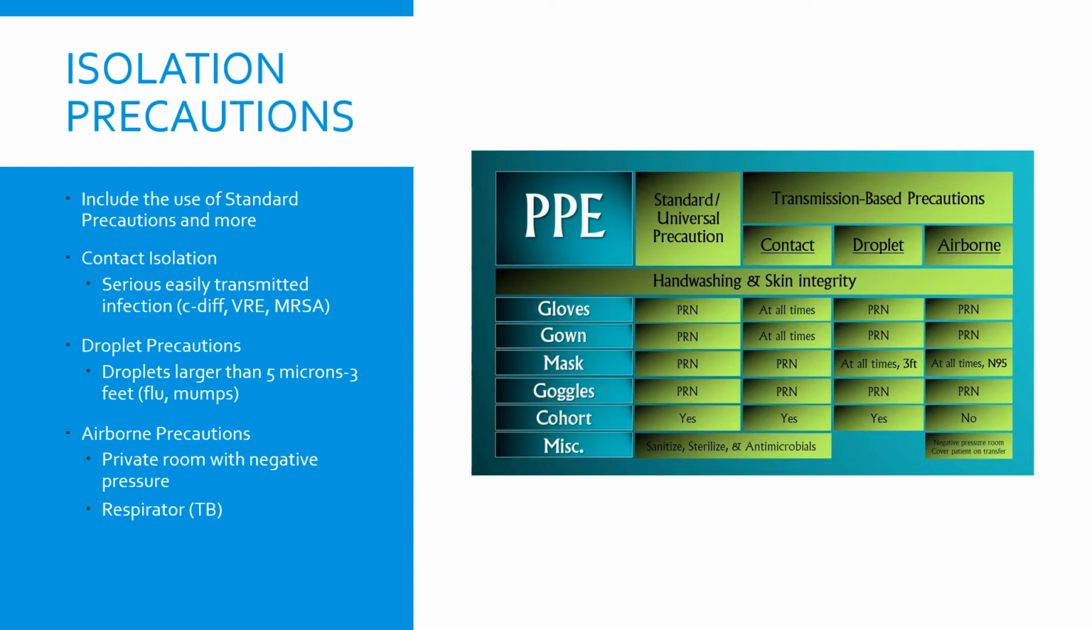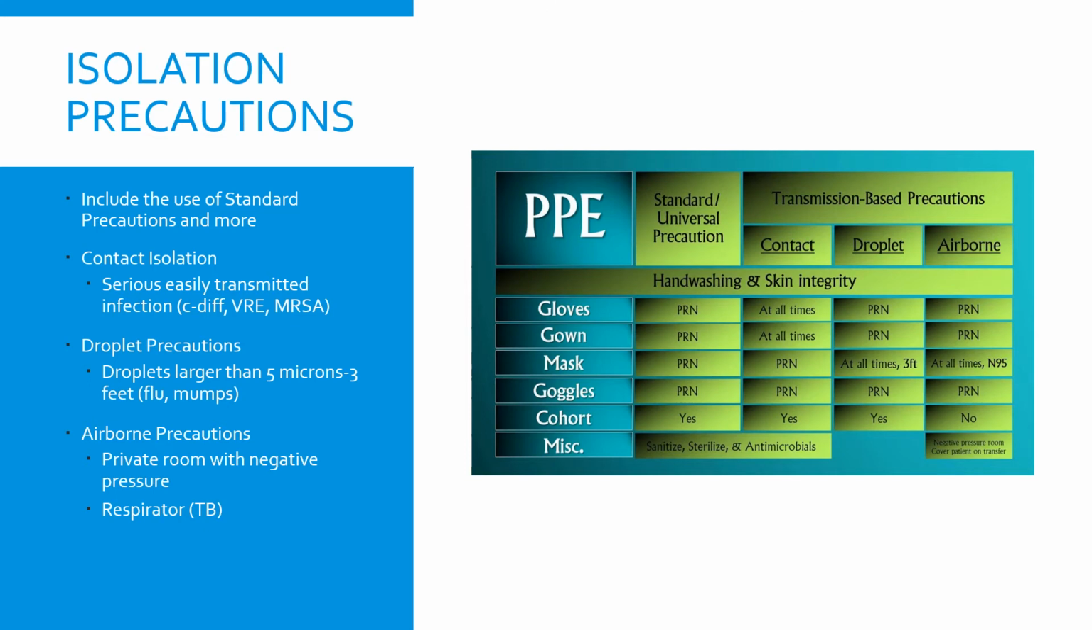So in addition to using the standard precautions we discussed, now we can implement isolation or transmission-based precautions. We have several different types that can be initiated. Contact isolation is going to be for serious and easily transmitted infections, and that includes our patients with C. diff, VRE, and MRSA. Droplet precautions are going to be used in situations where the patients maybe have influenza or mumps. These are going to be droplets that are spread that are larger than 5 microns and can be spread in a distance of 3 feet.